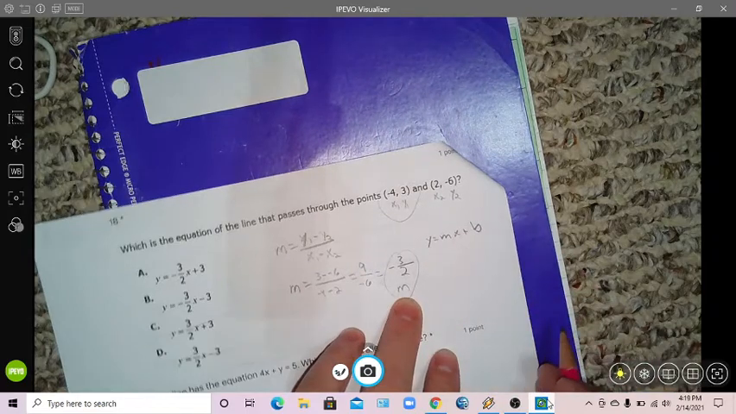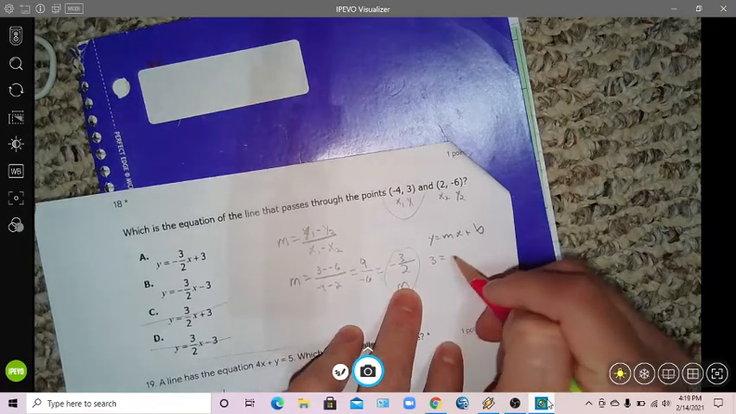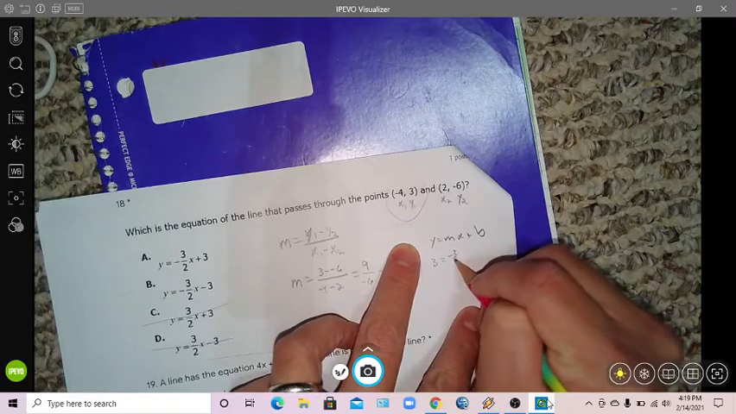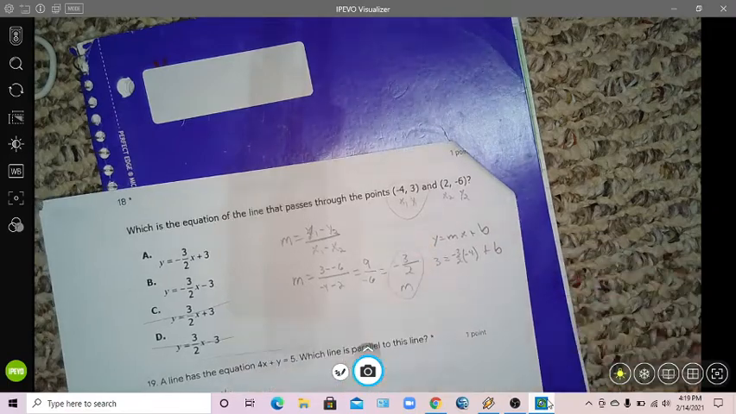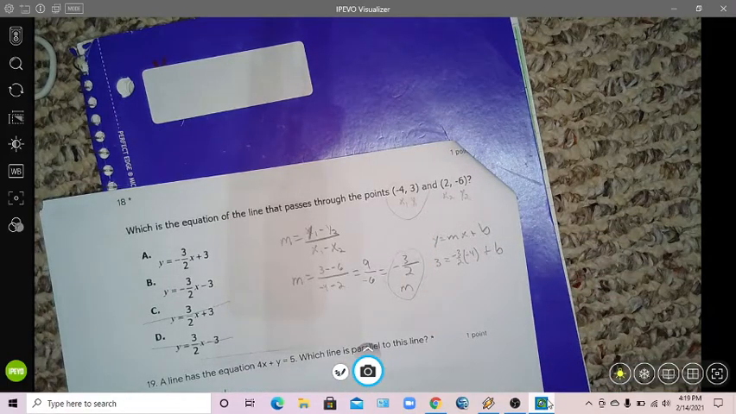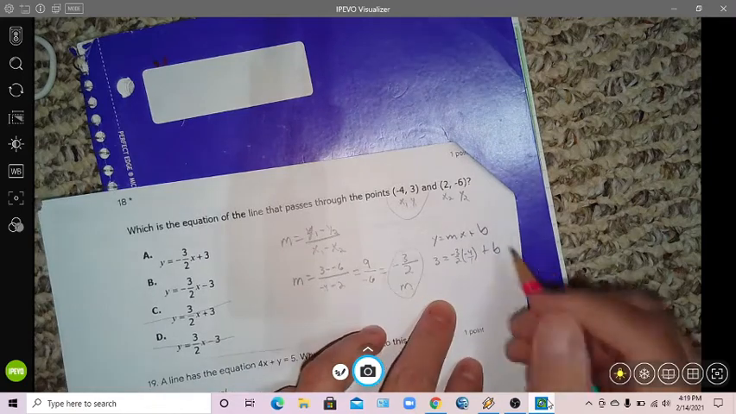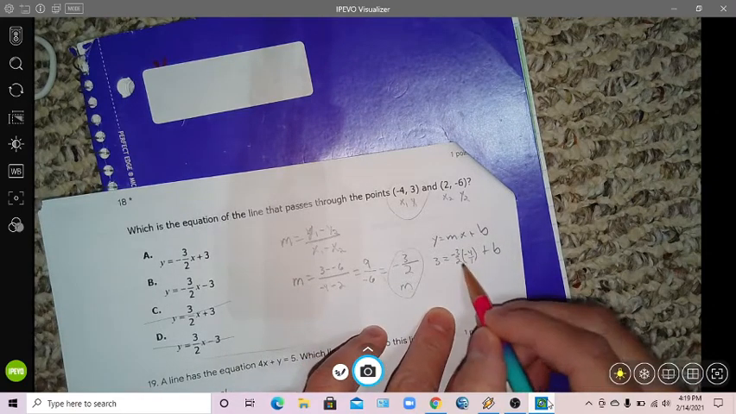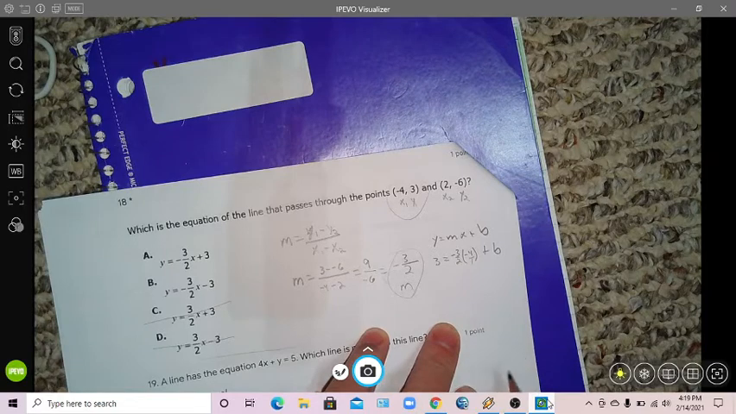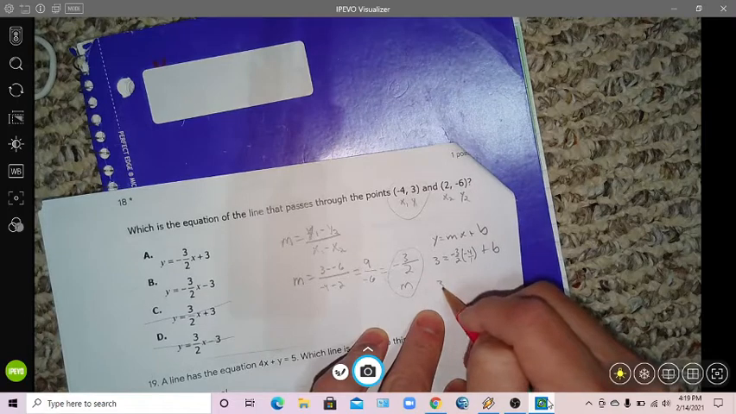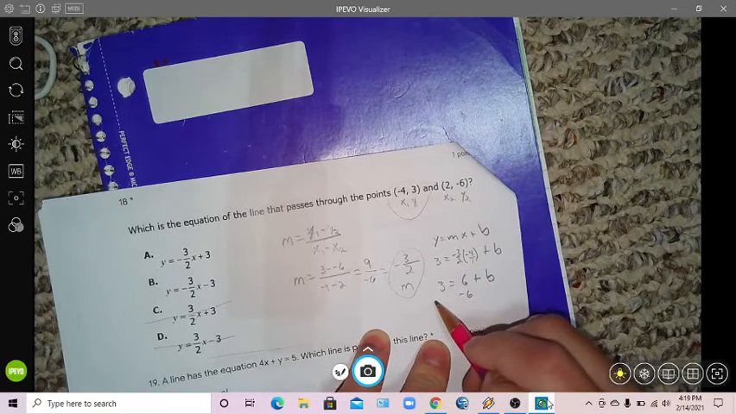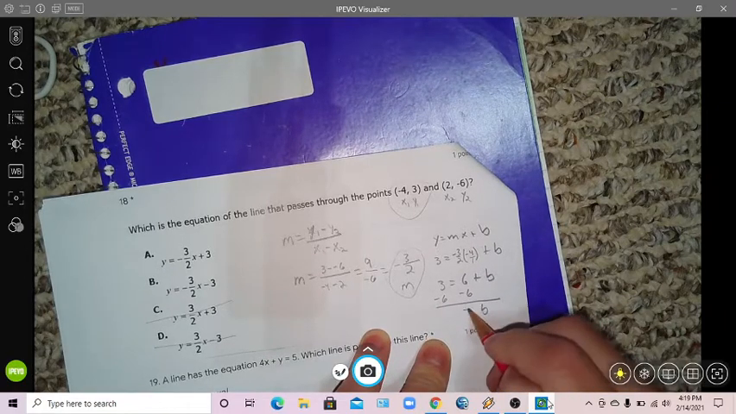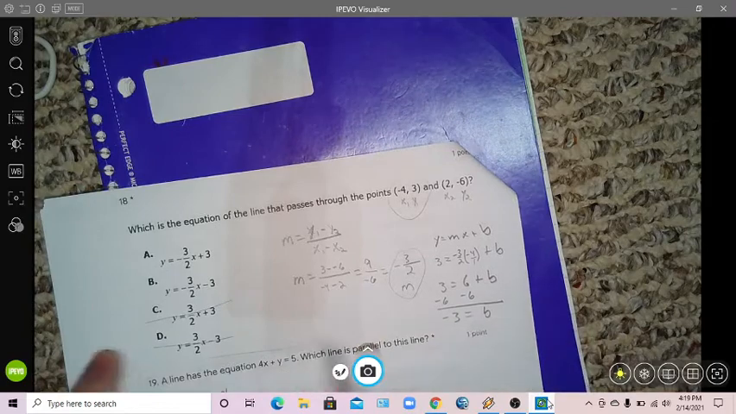So y is 3. So I have 3 equals, my slope is -3 over 2, my x is -4, plus b. Let's make this -4 over 1. So what I have here is 12 over 2, which is 6. -3 times -4 is positive 12, 2 times 1 is 2, and 12 divided by 2 is 6. So I have 3 equals 6 plus b. Then I'm going to subtract 6 on both sides. b equals 3 minus 6. That's a -3.